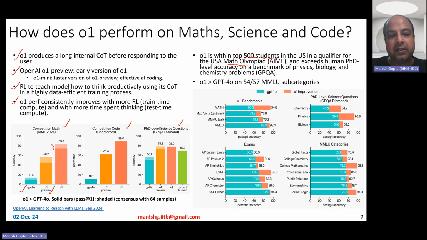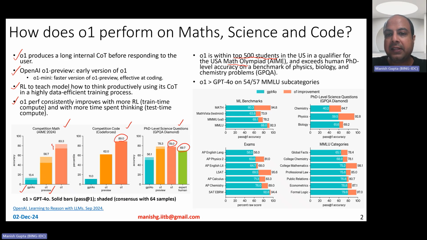Okay. On Codeforces, it basically is able to obtain the 89th percentile. Essentially, on PhD level science problems, it's basically able to score 78 as an accuracy, which sort of exceeds an expert human accuracy. So it's basically better than an expert human PhD in solving these physics, biology, and chemistry problems.